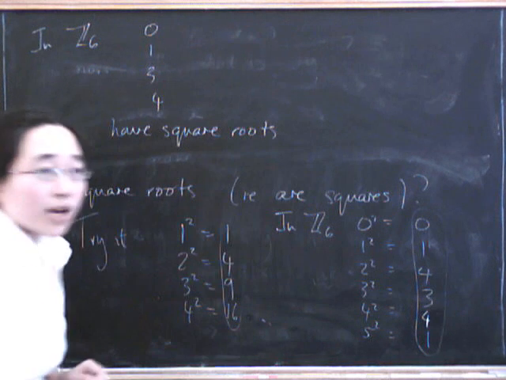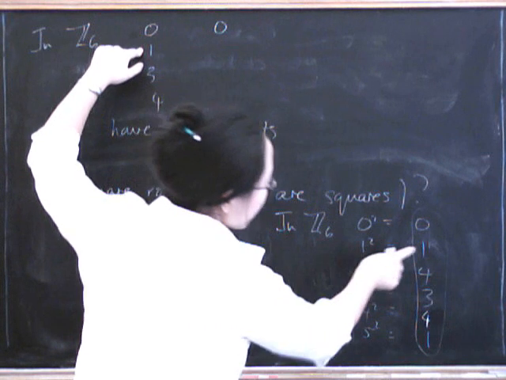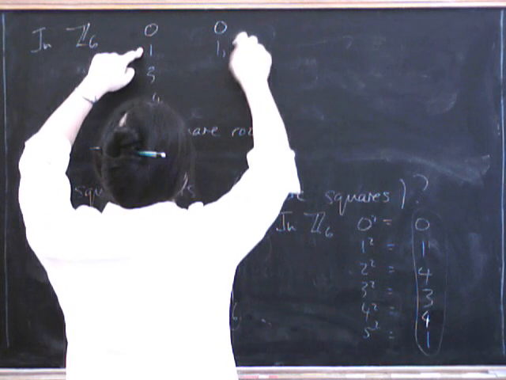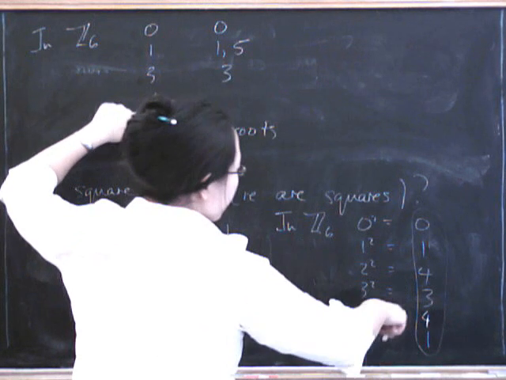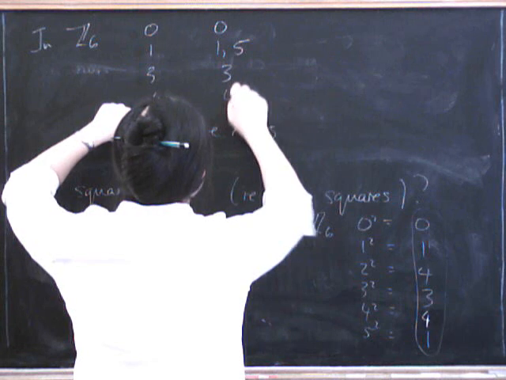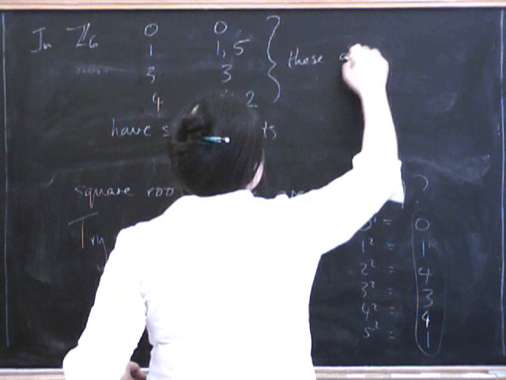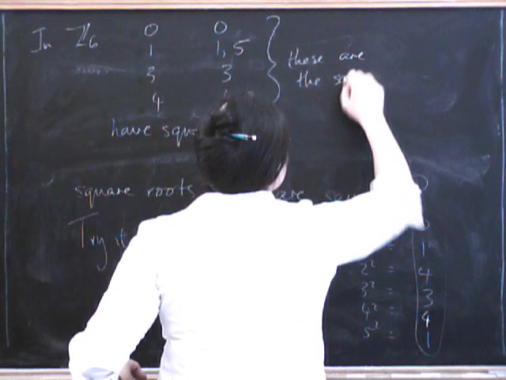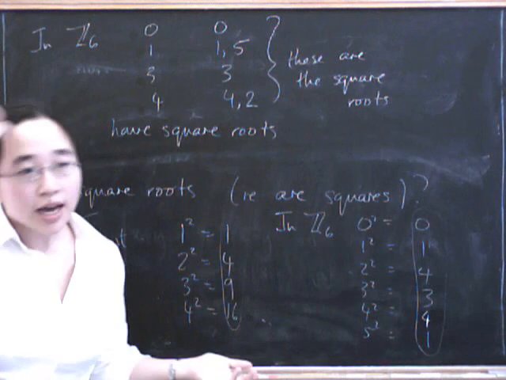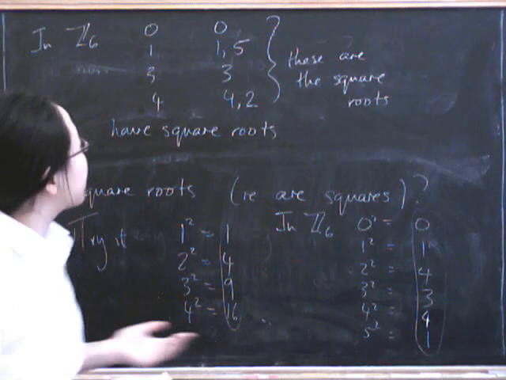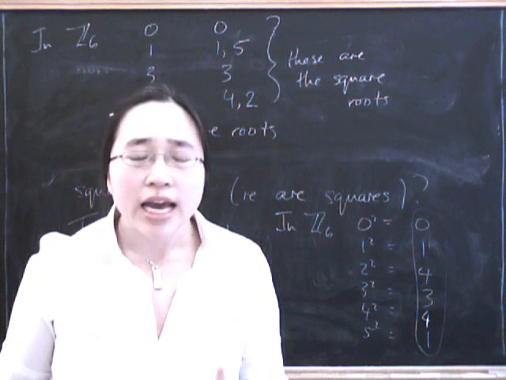Okay, what are their square roots while we're here? Well, the square roots of 0 are just 0. The square roots of 1 are 1 and 5. The square roots of 3 are just 3. The square roots of 4 are 4 and 2. These are the square roots. Now, when you're in normal life, how many square roots do you expect each number to have? You expect every number to have 2 square roots, apart from 0. 0 only has 1 square root, right?